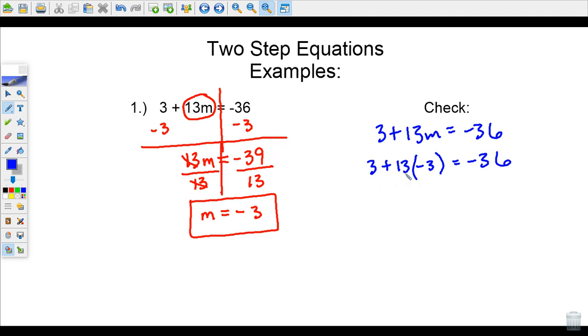So I can't add until I multiply. PEMDAS tells me to multiply first. 13 times negative 3 is negative 39. Now I can subtract. 3 minus 39, that's negative 36. And we end up with both sides having the same number, negative 36 on both. So that verifies my solution. My solution is m equals negative 3. That is correct. I've verified it right here.